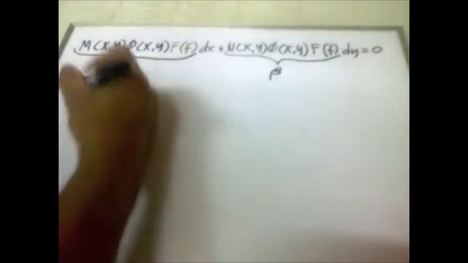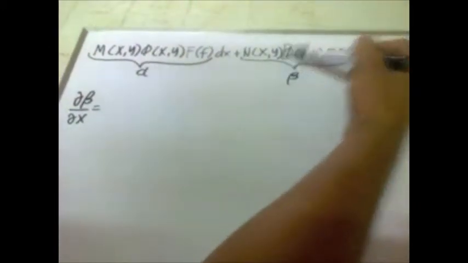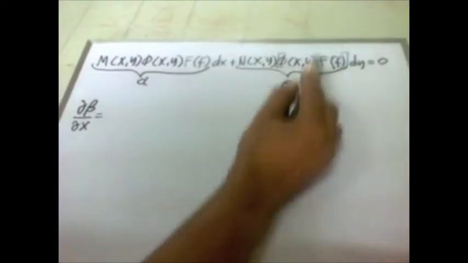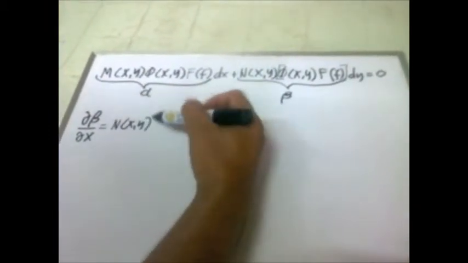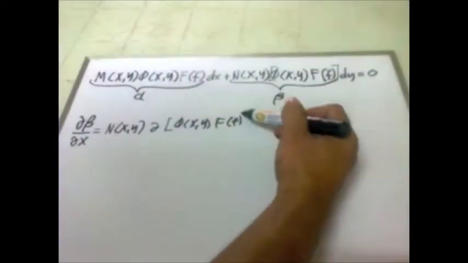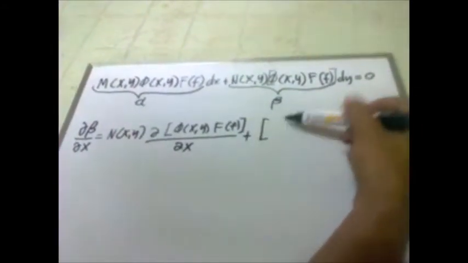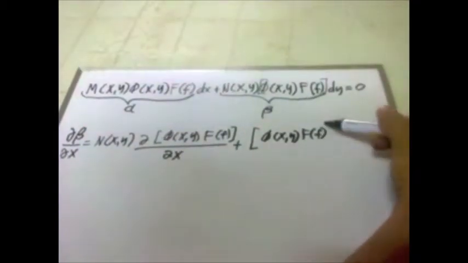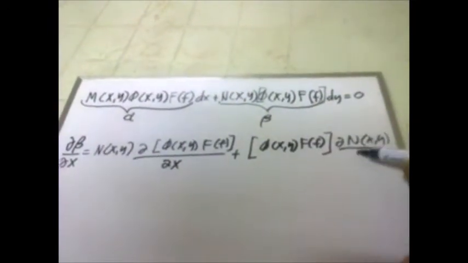So we will now show the partial derivative of beta with respect to the partial derivative of x. Remember, we have to group these two functions here, the function of phi and the function of f. And we now have two functions: this first group function and the function of n. So again, we will be using the product rule. So the n of xy times the partial of phi xy multiplied by f of f, over the partial of x, plus the partial of phi xy multiplied by f of f, times the partial of n of xy over the partial of x.